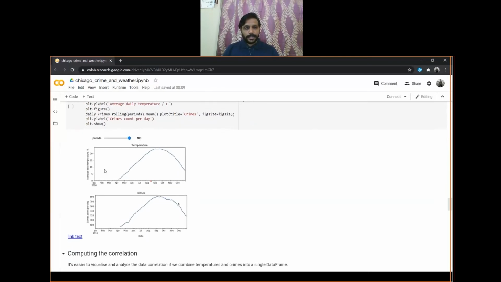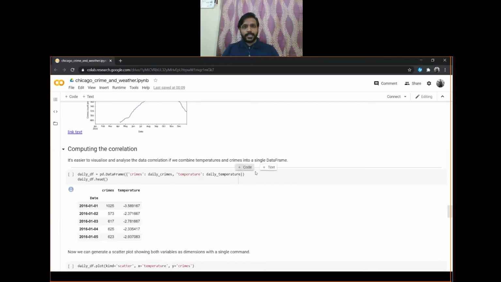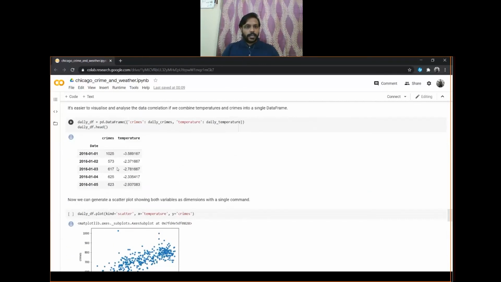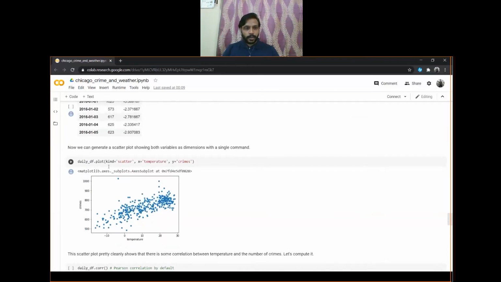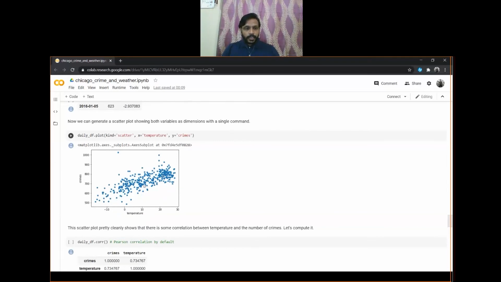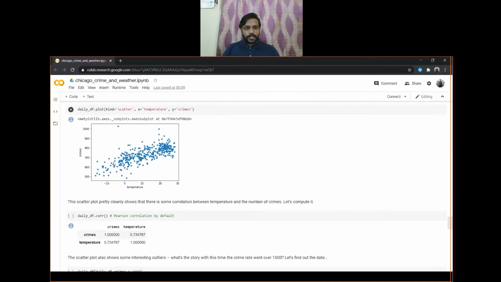Looking at this plot, we can clearly see that there is a similarity between temperatures and crime rate. To better express this, we can do a correlation or scatter plot, as we mentioned previously. I combined these two columns and created a data frame here. Now, if we plot a scatter plot, for a certain day's temperature, we can see exactly what the crime rate is. If you observe this graph, there is clearly a correlation happening here.